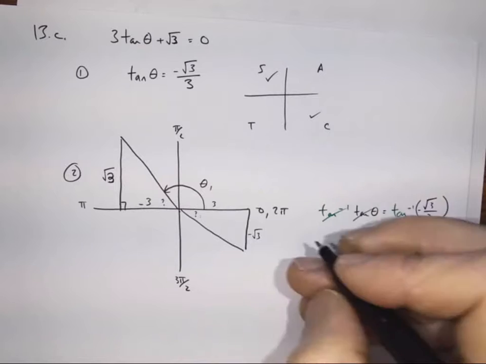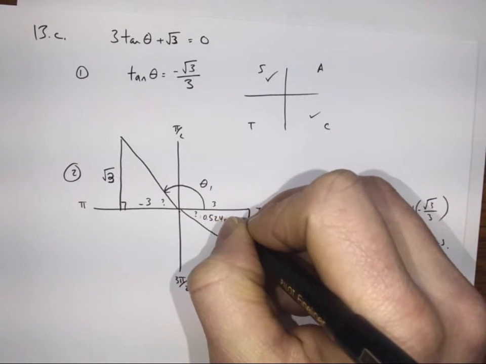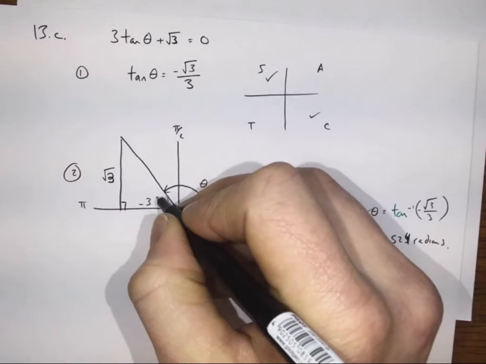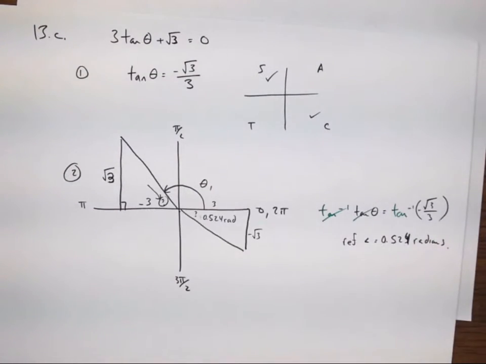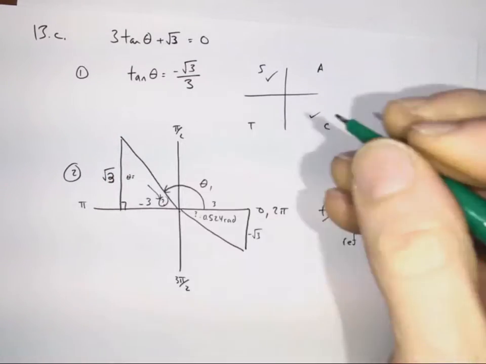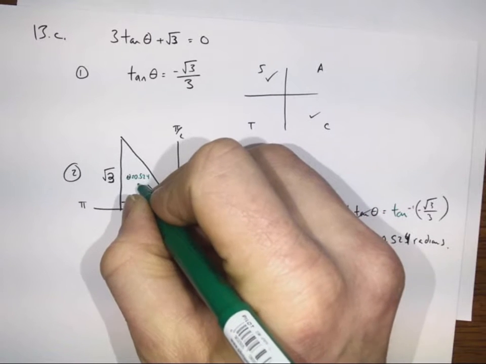So that's going to be 0.524 radians. And this guy, I'll try it over here so it's not clumping up. So we get theta equals 0.524 radians.